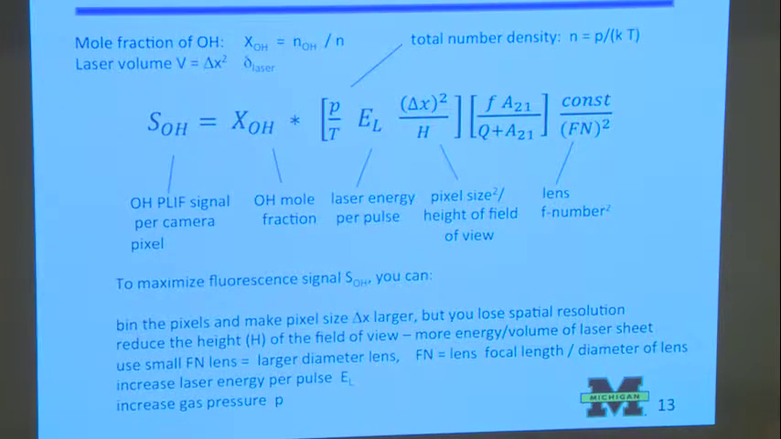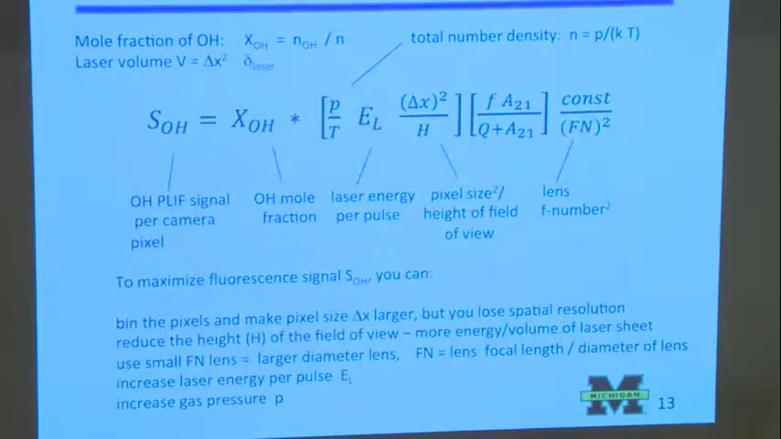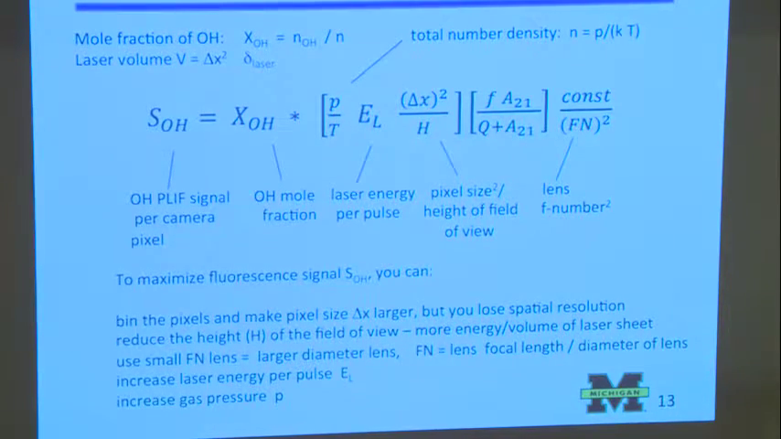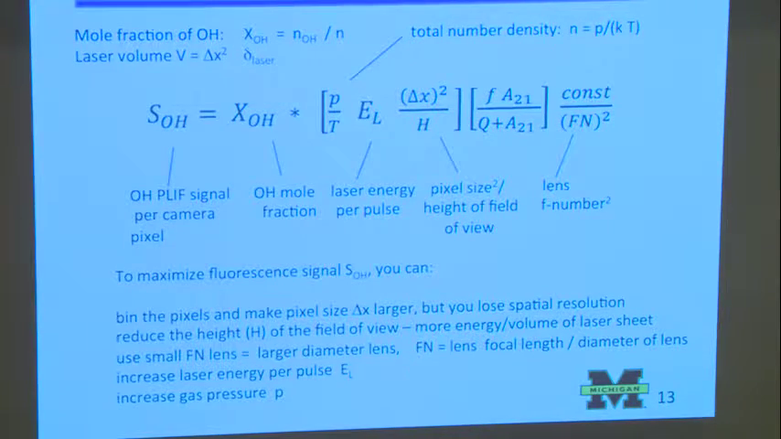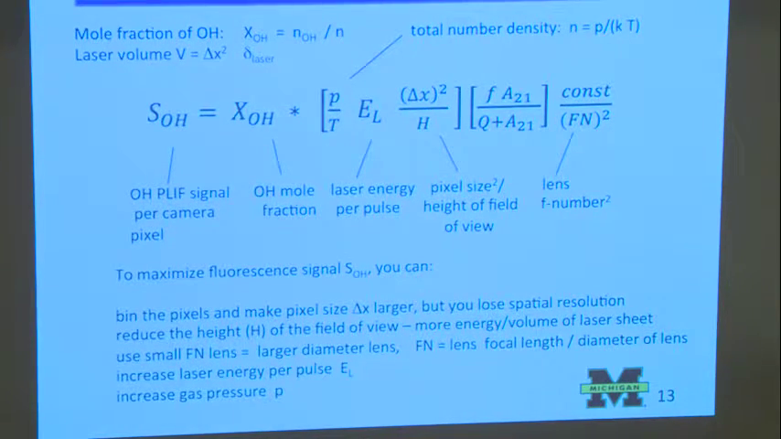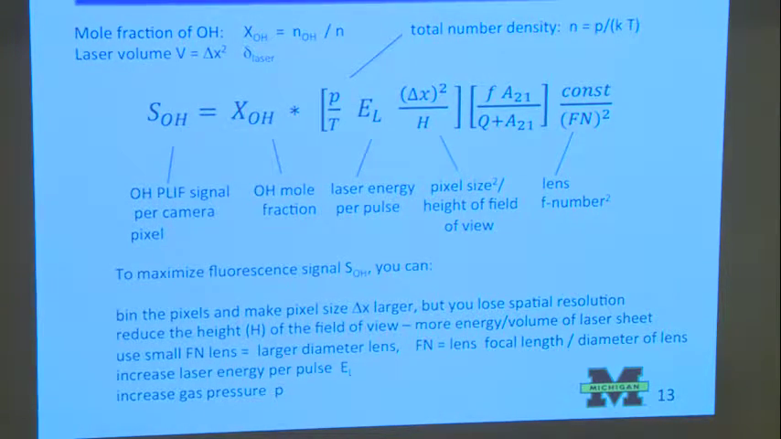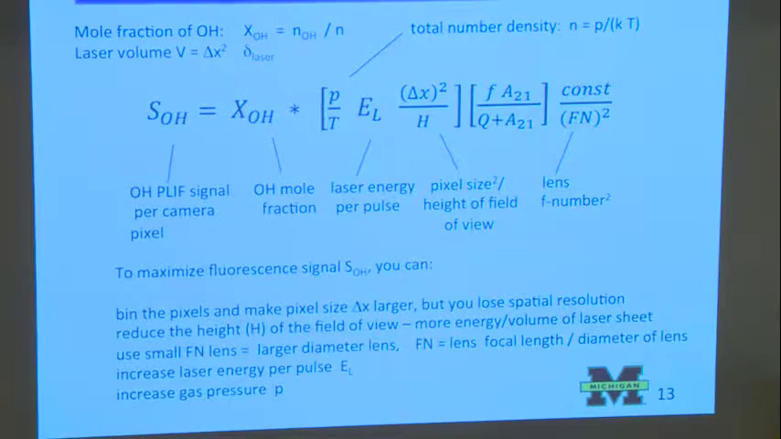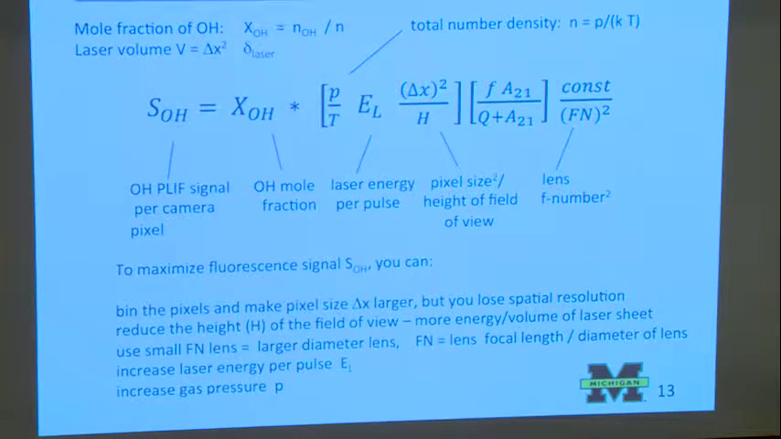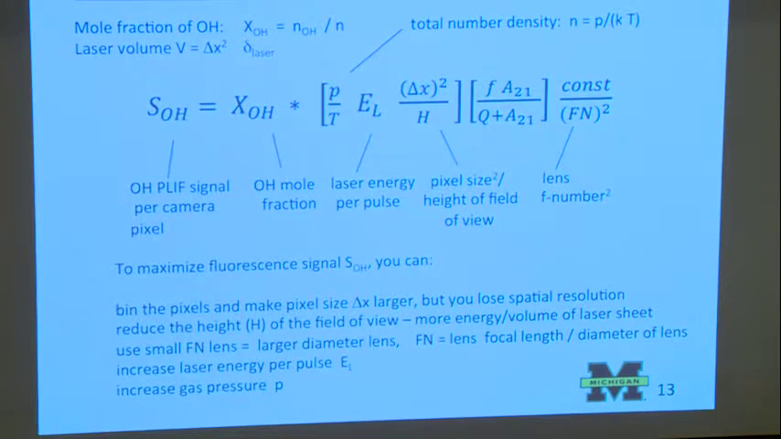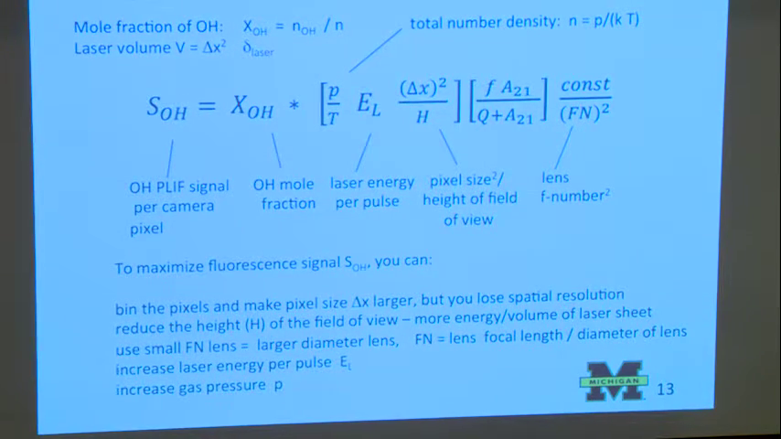But you lose spatial resolution, you might lose some information, but you get more signal to noise. If you reduce the height, H, you'll get more signal because the laser energy will be spread out over a smaller volume. A smaller F number lens is good. And of course, if you could increase the gas pressure, that would be good too.